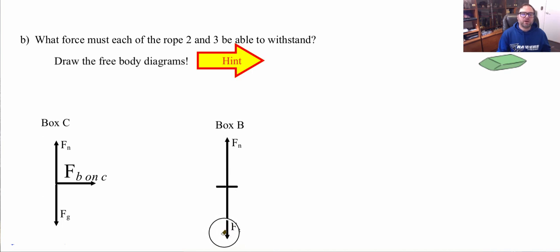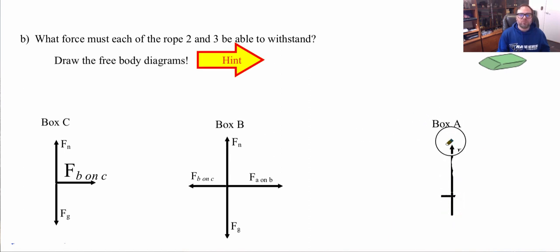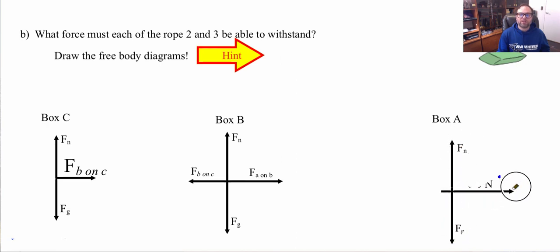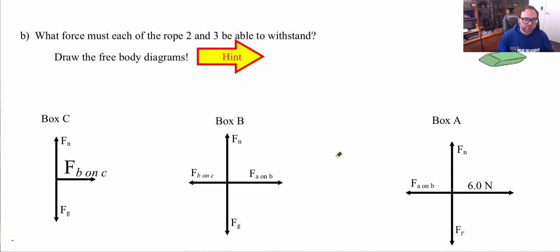For box B, I have the same thing. My y, my normal force and gravitational force are going to be the same. But in this case, I have F of B on C, and I have the force of A on B. Now the force of A on B must be greater because that's also moving the other system. Then on box A, I have once again my normal and gravitational forces are equal, but in this case I have 6 newtons is going to be greater than the force of A on B.